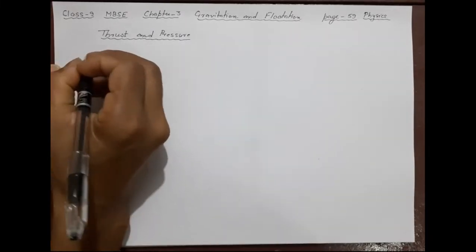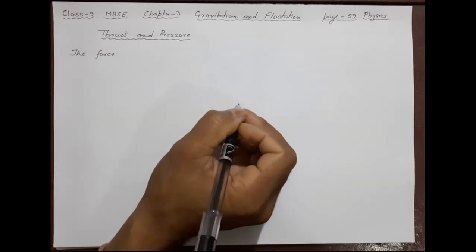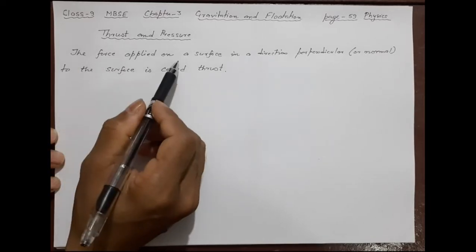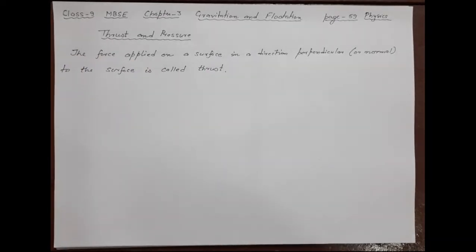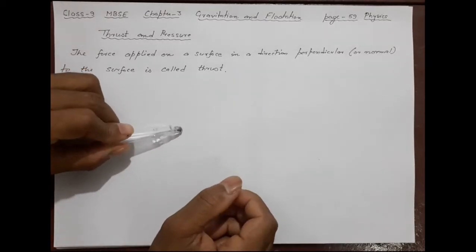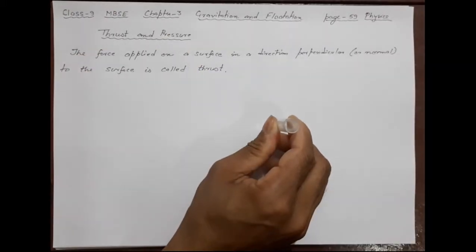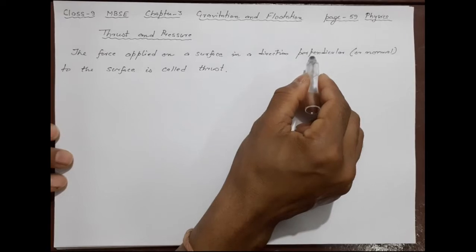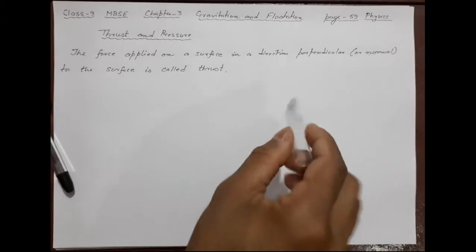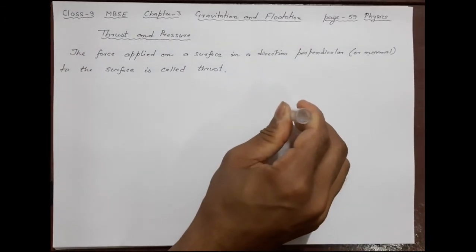Let's see what thrust is first. Thrust is just a force. Let us understand the meaning: it is the force applied on a surface. Suppose this paper is the surface and I apply a force like this, this is not thrust. The force that is thrust is this one, applied perpendicular to the surface. Another name for perpendicular is normal. If that force is perpendicular, at 90 degrees to the paper, this is called thrust. Very simple.